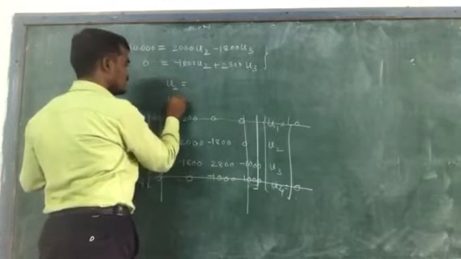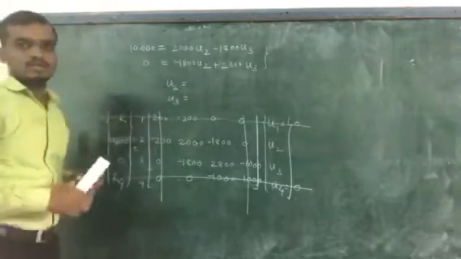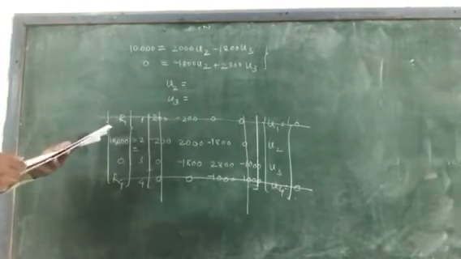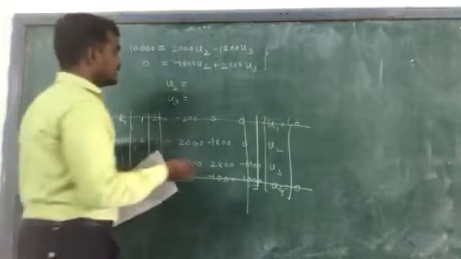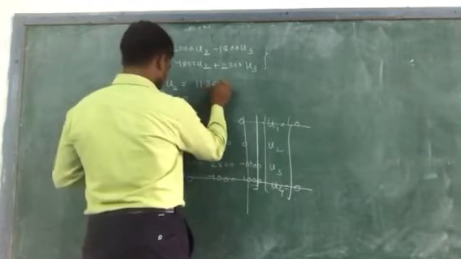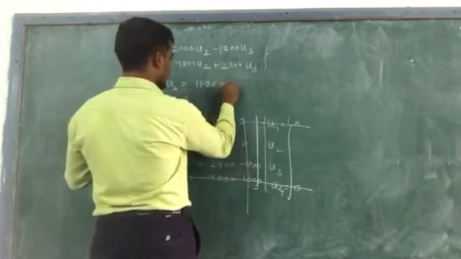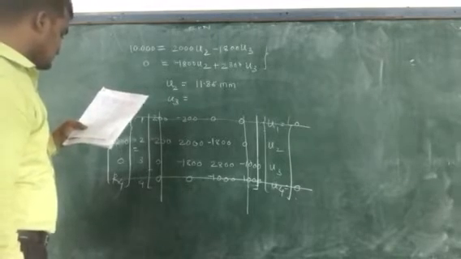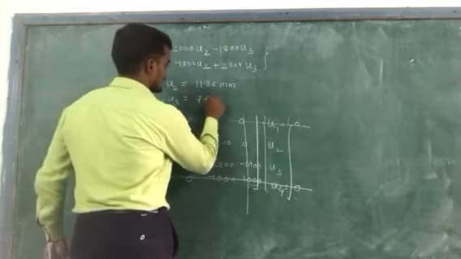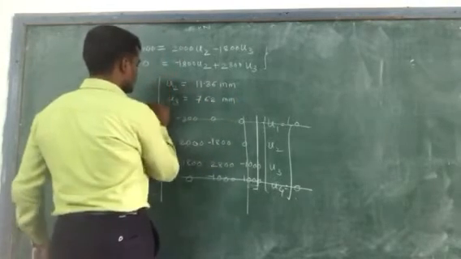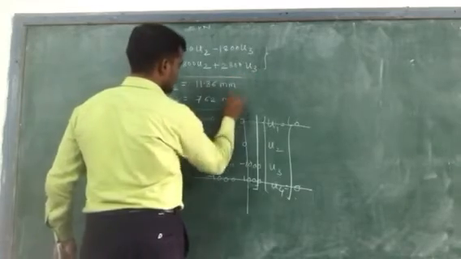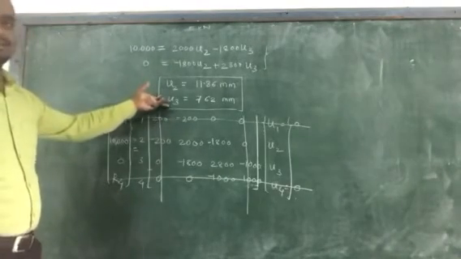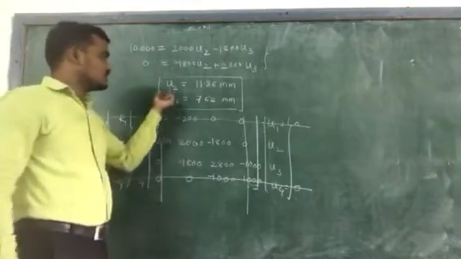In your equation mode, you will get u2 and u3. So u2 is equal to 11.86 mm and u3 is equal to 7.62 mm. So these are the final displacement values at node 2 and node 3. In this way you will get the displacement values.